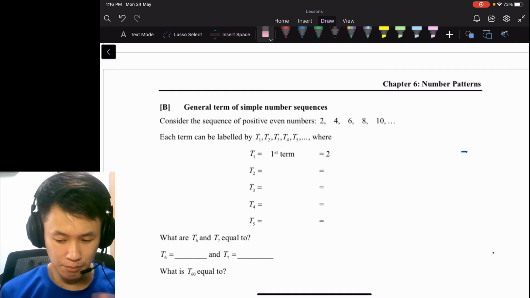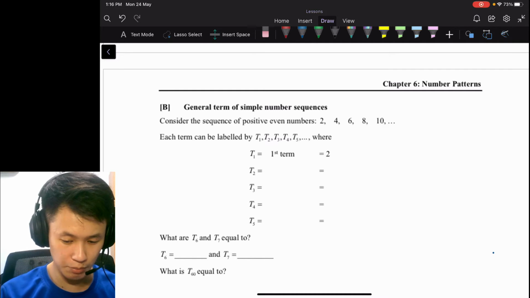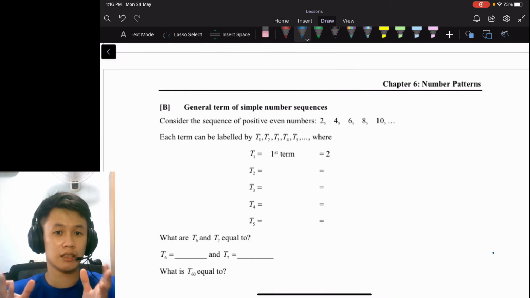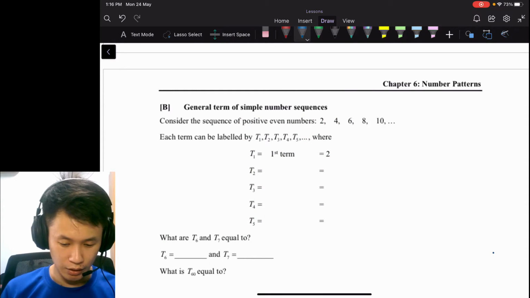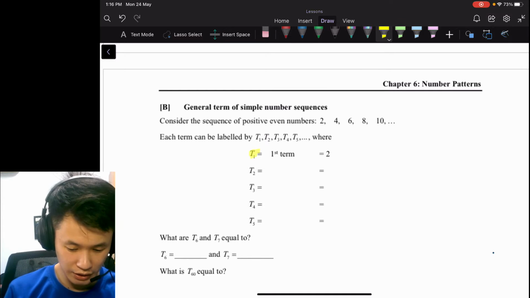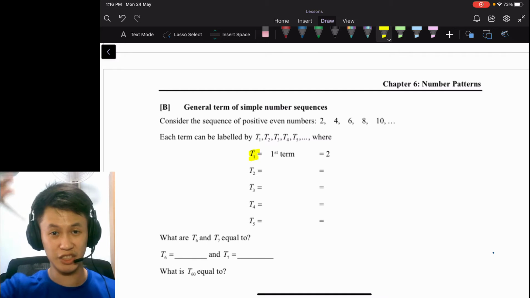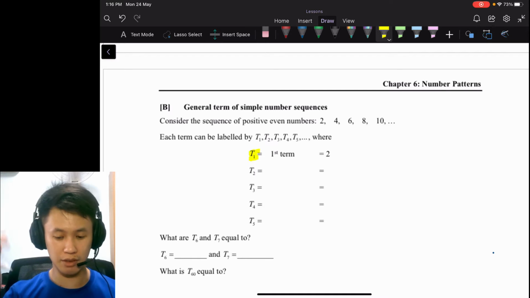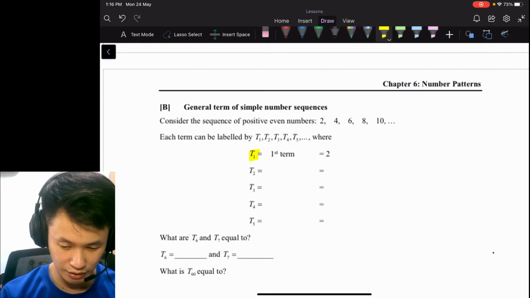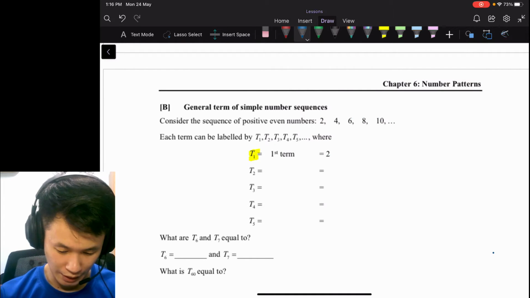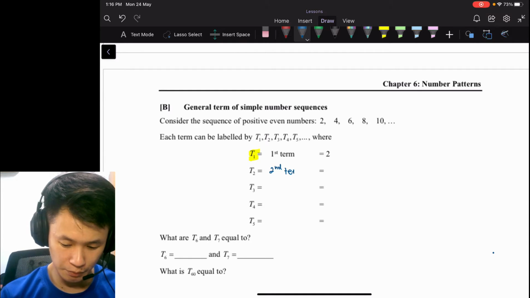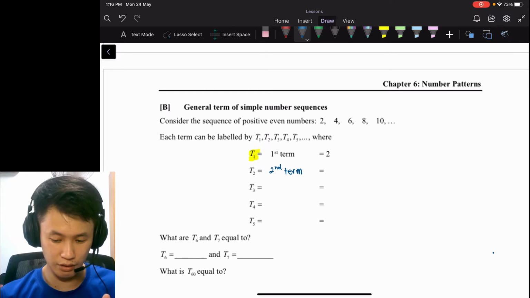So we're going to look at some simple sequences first, and before we begin, I'd like to make some rules about denoting your terms. In mathematics we denote terms with this. T1, with the 1 below, means the first term. I say again, T1 means the first term. So the first term of this number sequence 2, 4, 6, 8, 10 is 2, followed by the second term, which is T2, and the second term is 4.